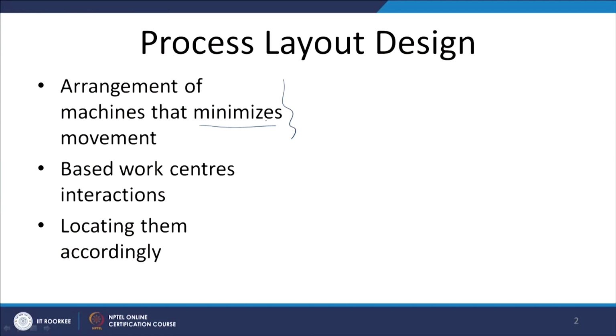In general, the approach in process layout design is that we have to see how the machines will be arranged so that the extent of movement or material handling to be carried out is reduced. This will be based on the kind of interactions or extent of movements which exist, along with the distances to be travelled during the production process. We will locate these work centers and facilities in such a way that the distances to be travelled, the movement and the material handling can be reduced.